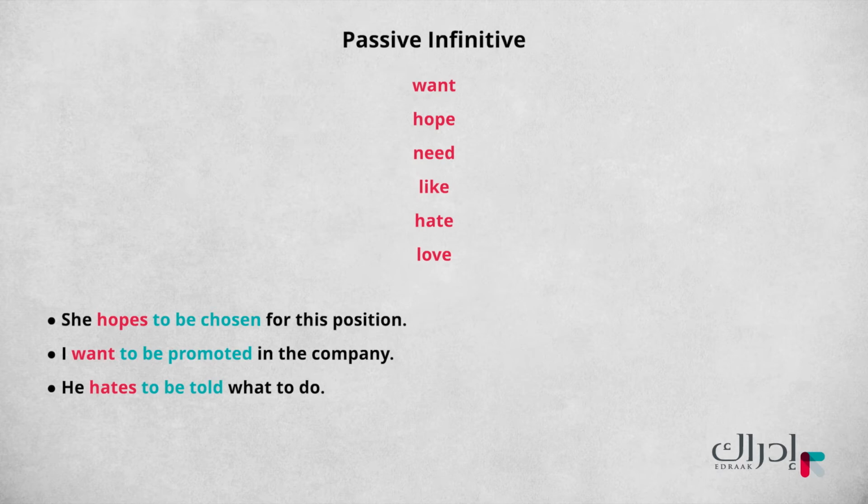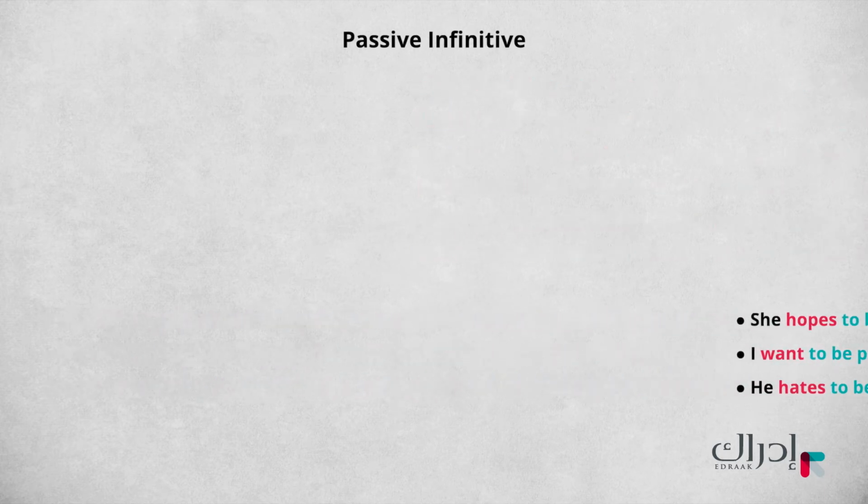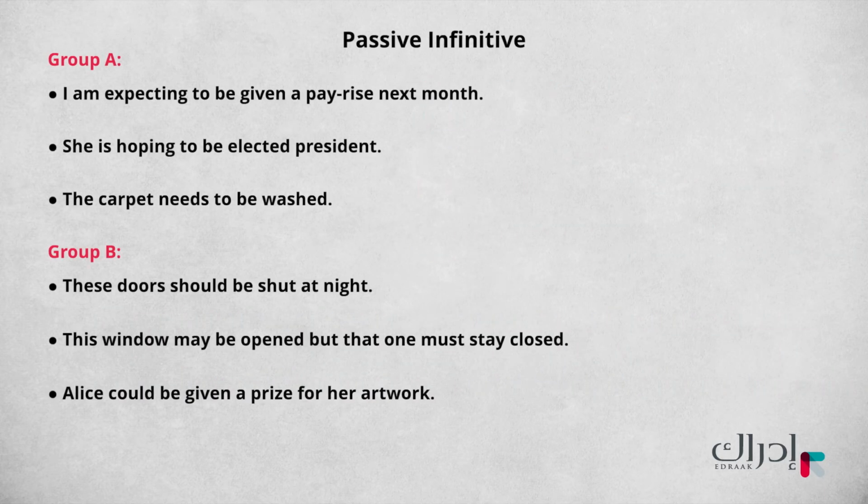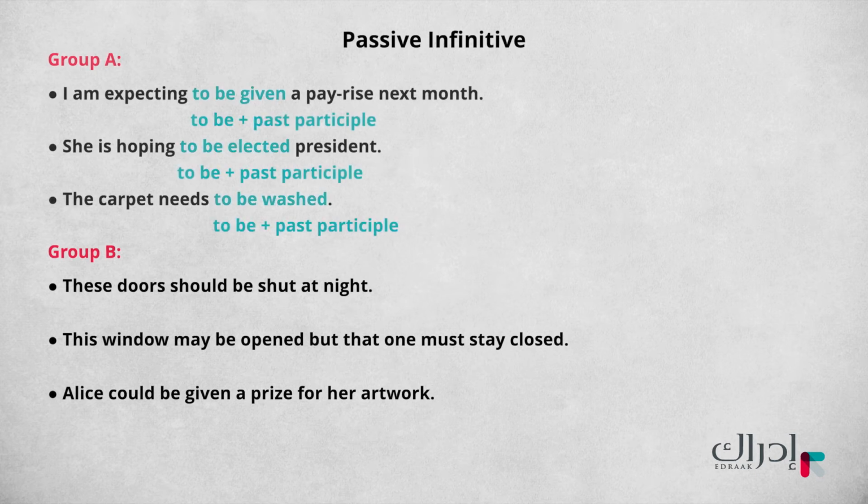As with the present infinitive, sometimes the word to is omitted when using the passive infinitive. This usually happens after a modal auxiliary is used. Let's look at these two groups of sentences. All the examples in Group A contain the structure to be plus the past participle. Now, look at the sentences in Group B.